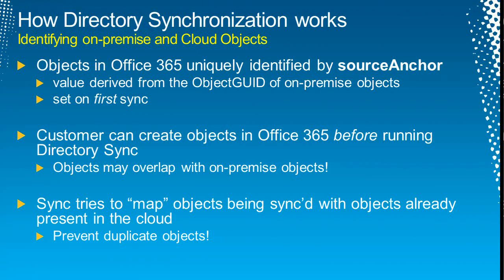Earlier on, I said you can go ahead and create users, groups, and distribution lists, whatnot, in the Office 365 service before you ever run directory synchronization. What that means then is if you're in a piloting state, I've created 5 users with mailboxes, which actually represent 5 real users on premise. Well, there may be overlap in this case. So what we do as part of the synchronization process is we try to map the 2 objects together. We try our best to look for the source anchor.